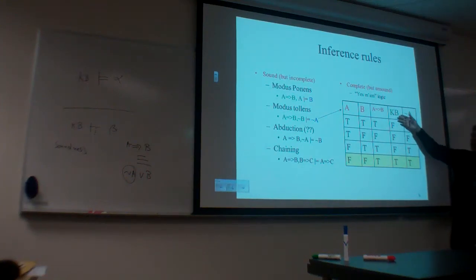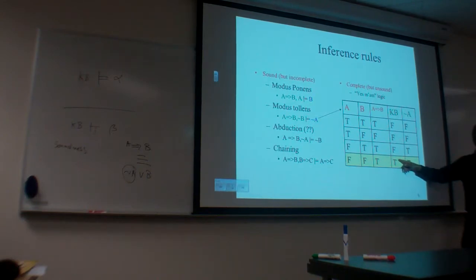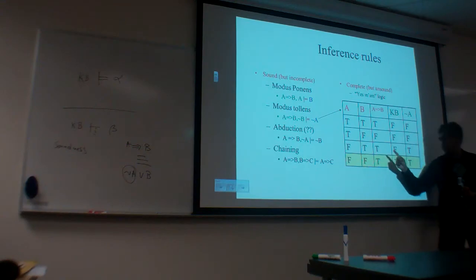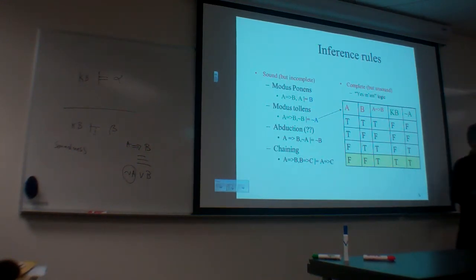True and false is false. True and true is true. Right? So I have the knowledge base is true in only one world. So the knowledge base only has one model. The model for that is false, false. That's the only place. When A is false and B is false, then the knowledge base holds.